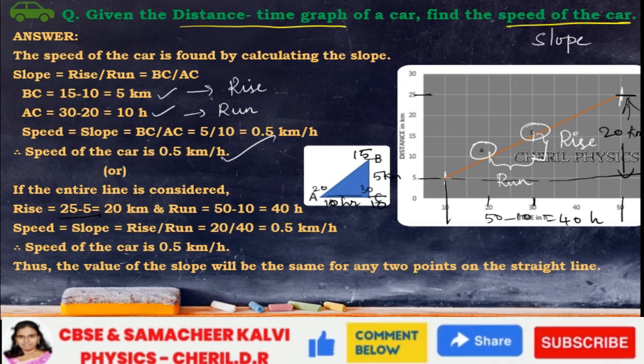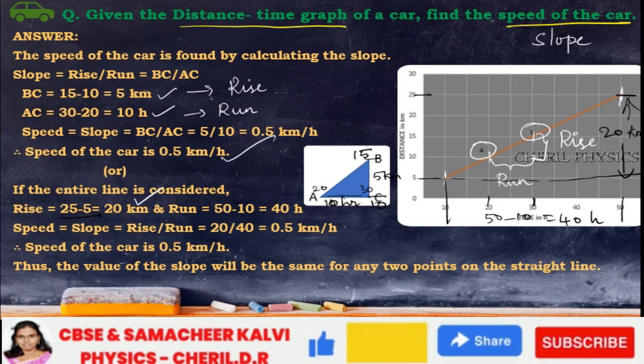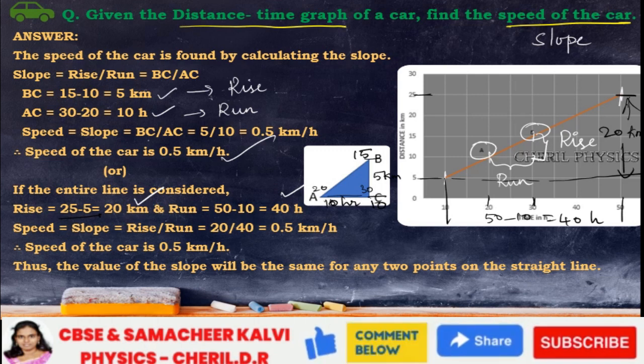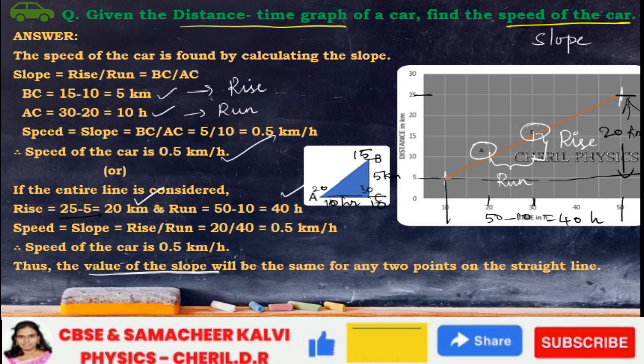So you have your rise and your run. Your rise is 20 kilometer and your run is 40 hours. So rise by run will be 20 by 40, which is 0.5 kilometer per hour. Hope you understood this. So thus we are able to find the speed of the car as 0.5 kilometer per hour. You can see that the value of the slope is the same for any 2 points on a given straight line.